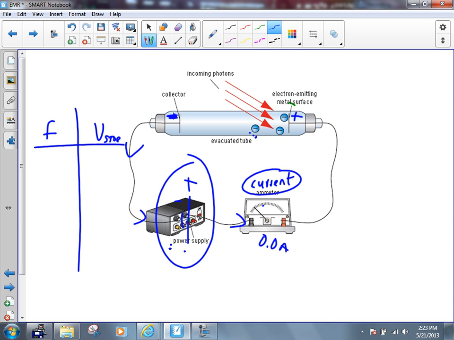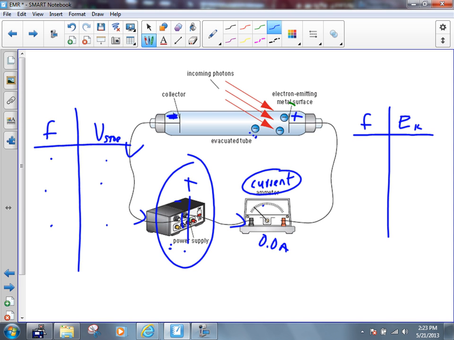And then I repeat the experiment. I put in a new frequency of photons, a new stopping potential, a new frequency of photons, a new stopping potential, and so on. Then I create a little analysis table. Frequency is still the same, but my second column will now be kinetic energy of the electrons.